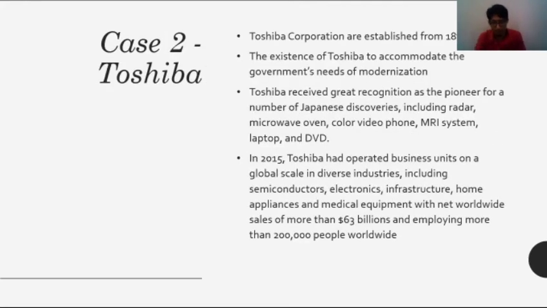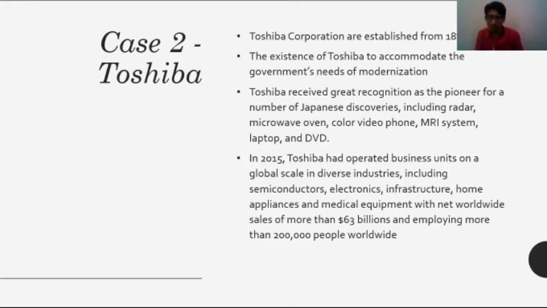So this one is case 2, Toshiba. Toshiba Corporation was established in 1875 in Tokyo. The existence of Toshiba was to accommodate the government's need of modernization. Toshiba received great recognition as the pioneer for a number of Japanese discoveries, including radar, microwave oven, color video phone, MRI system, laptop, and DVD.